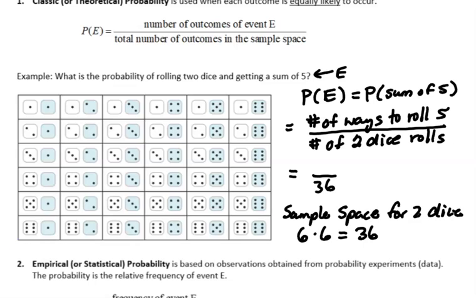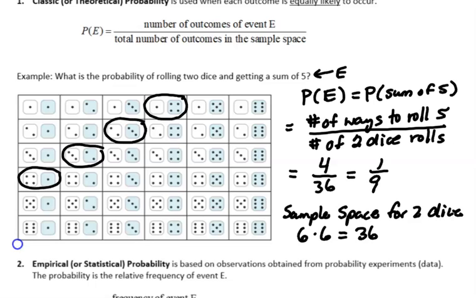Now the numerator is the number of ways to roll 5. So I'm going to go through and find all the different ways to get a 5. Well, I could get a 1 and a 4. On the next line, I could get a 2 and a 3. Or if I rolled a 3 first, I could get a 3 and a 2. Or I could roll a 4 and a 1. So there are 4 different ways to get a 5, or 1/9. So the probability of rolling a 5 with 2 dice is 1 out of 9.